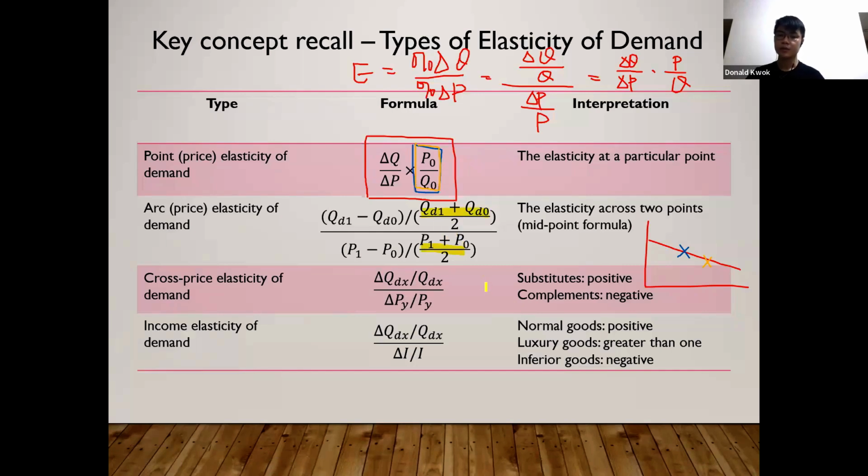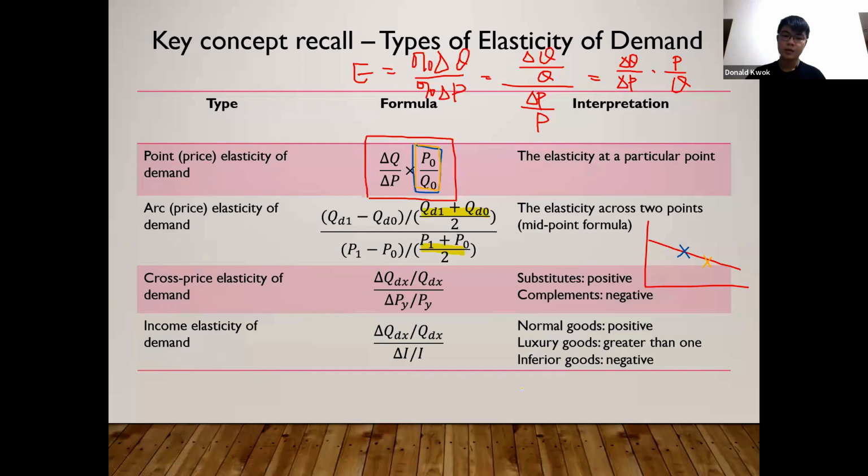Okay, so this would help the elasticity to be more consistent with each other when we consider two same points. All right, so the third one is cross-price elasticity of demand. For substitutes, it would be a positive cross-price elasticity, while for complements, it will be a negative cross-price elasticity. So why is that the case?